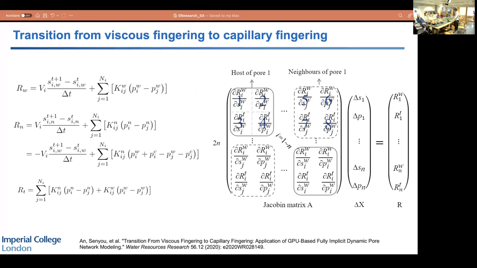Okay. So there's saturation in each link. Yeah, exactly. And that's basically what you're obtaining. Exactly. And then you have a relation with the saturation and capillary pressure. Yes. Okay.